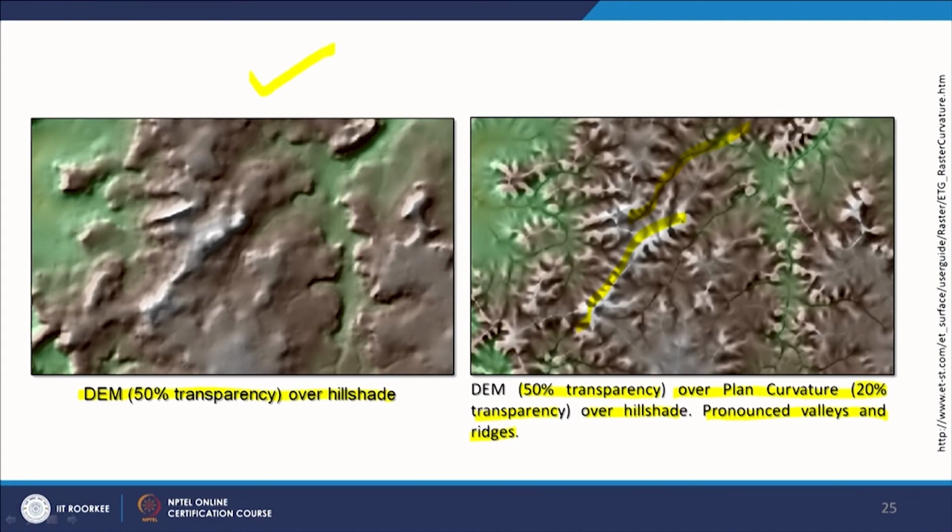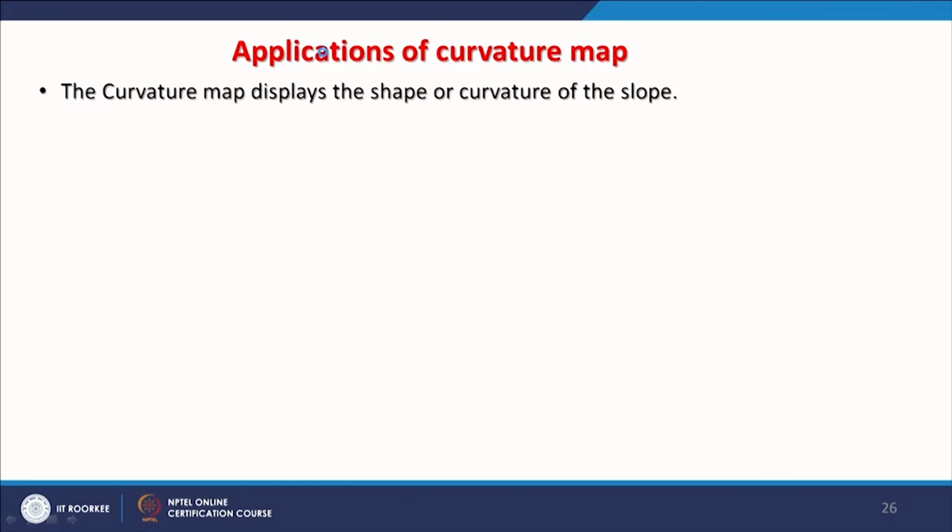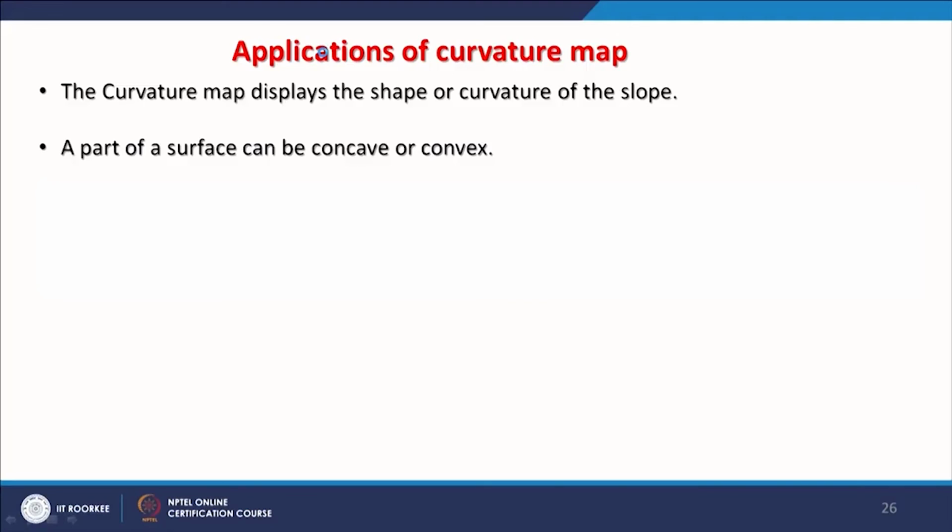So, finally we come to the applications part, where many applications we have already touched, but I will go through them very quickly. The curvature map displays the shape or curvature of the slope, which is very important at a local scale, because that is what will control your divergent and convergent flows and ultimately erosion and deposition. So, a part of a surface can be concave or convex.